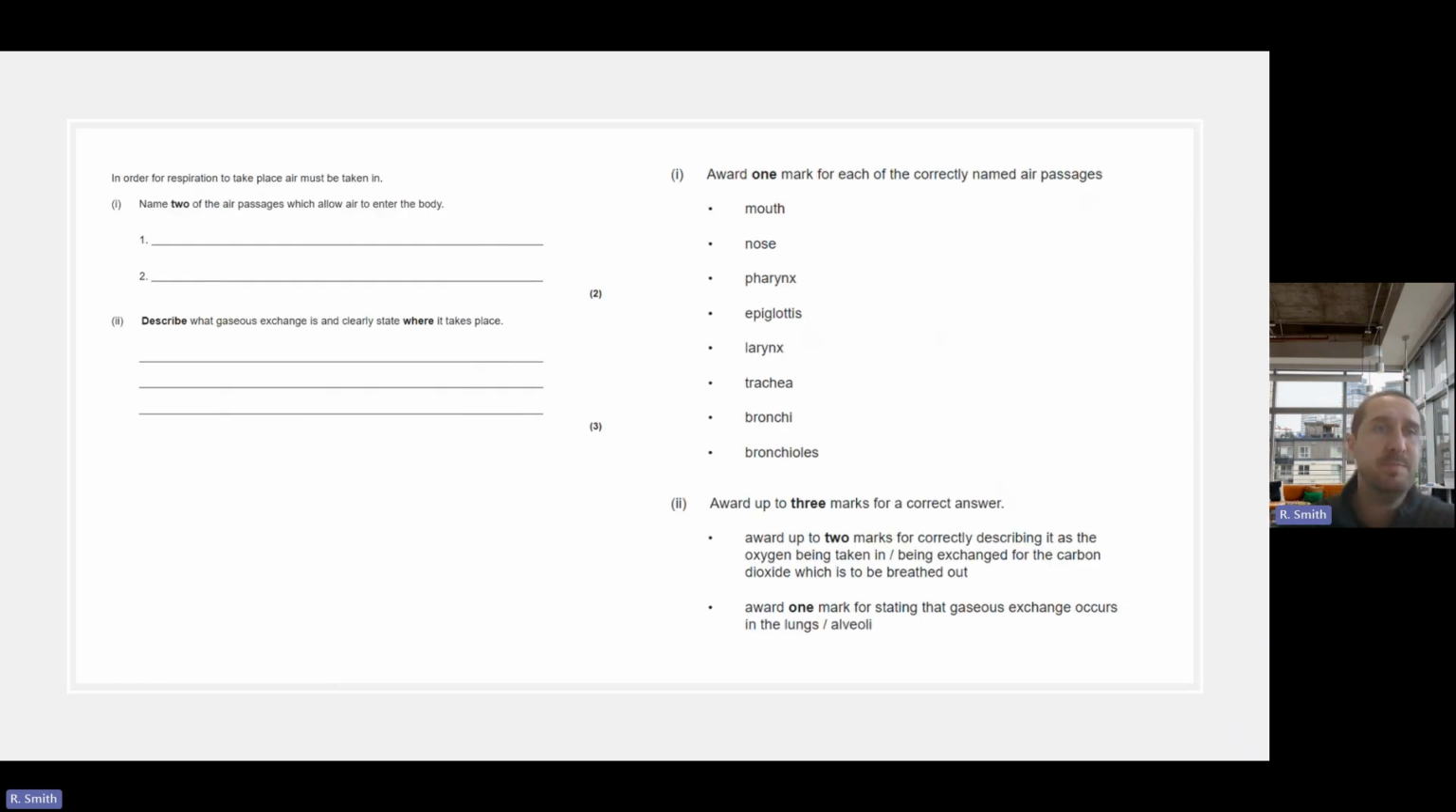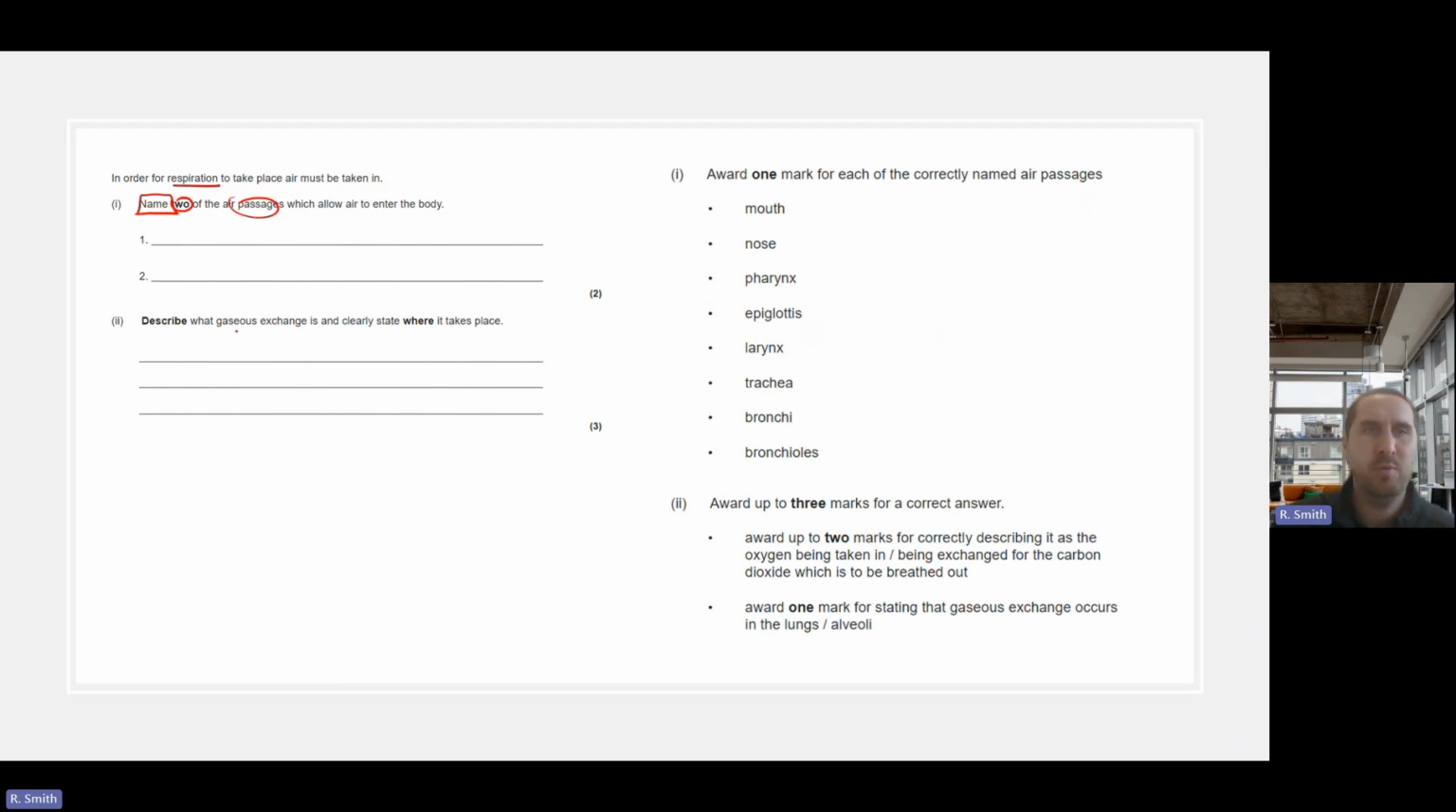A similar question then, split into 2, as we identified earlier. Name, that would be AO1. We need 2 of the air passages that allow air to enter the body. So respiration, I'm going to underline as our topic area. Mouth and nose, amazingly, would be 2 answers there. You're more likely to be thinking about bronchioles as part of that process.